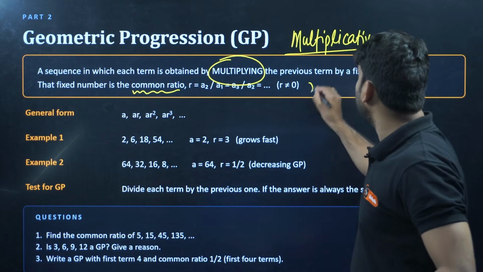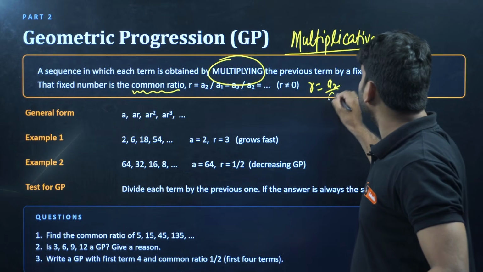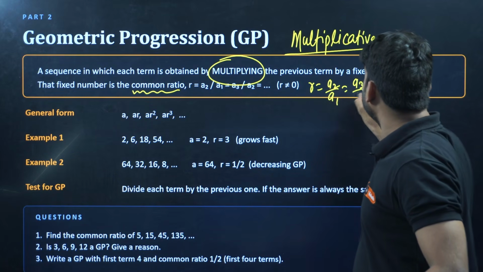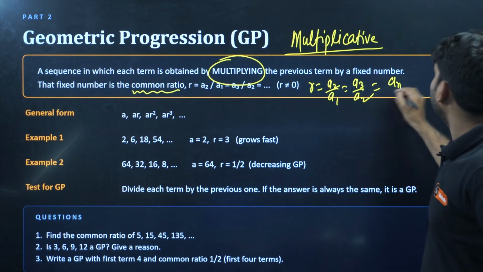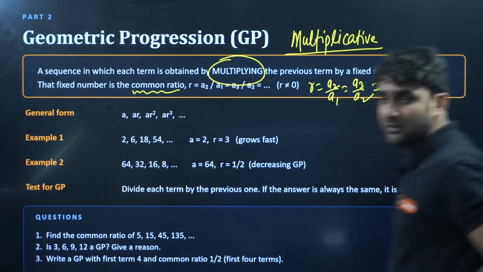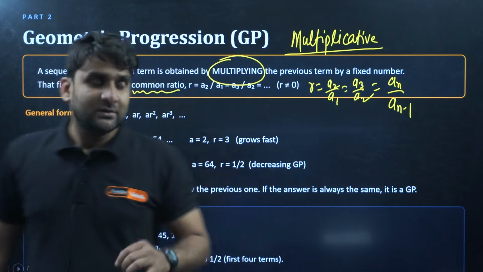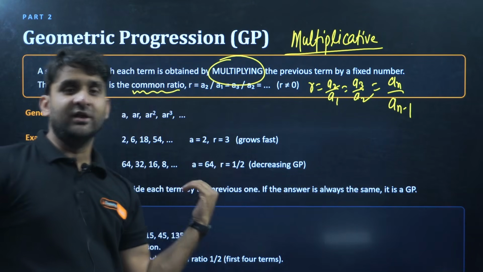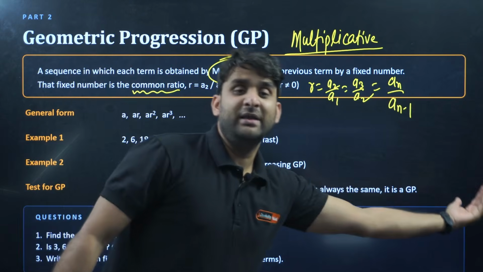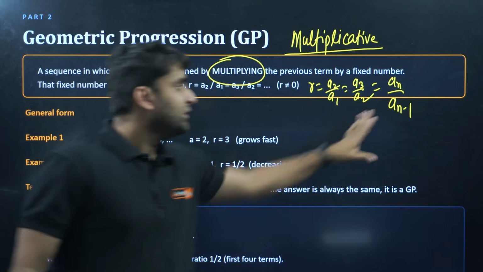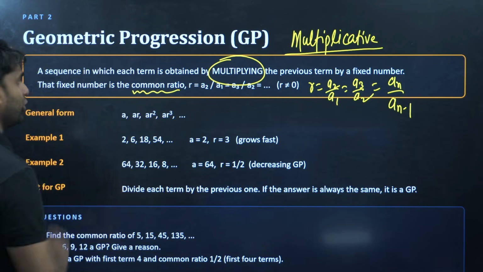And what is the ratio? The ratio will be A2 by A1, or you can write A3 by A2, or An divided by A(n minus 1). Always divide the succeeding value by the preceding value, the next value by the one before, and then the common ratio will come. So this is called the common ratio.